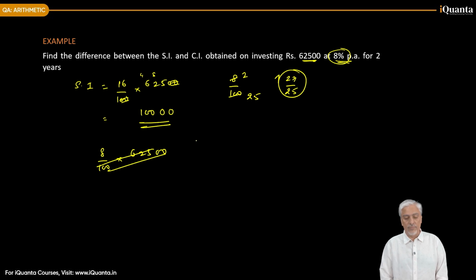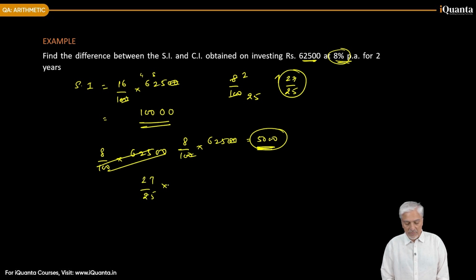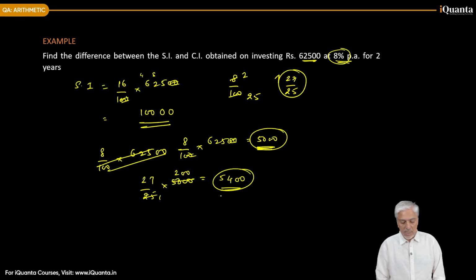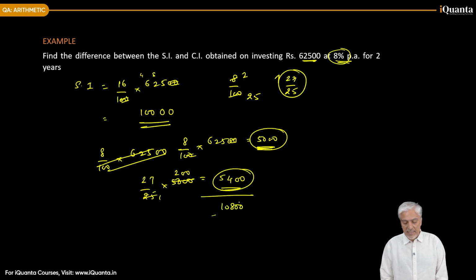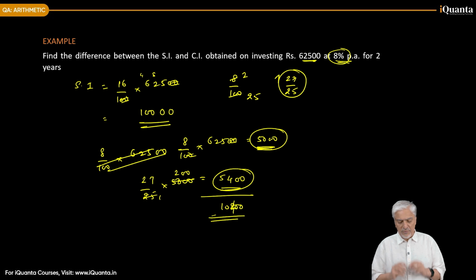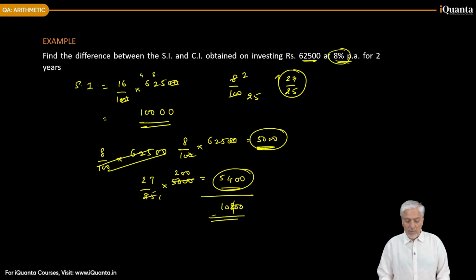So the first time the interest will be regular, 8% of 62,500, which will be exactly 5,000. But the second time it will be 27 by 25 of this amount. So 27 by 25 of 5,000. 25 2s are 50, 5,400. And hence the total compound interest will be 10,400. You can do different approaches for such questions, and we wanted to find the difference. So the difference will be 400 rupees.